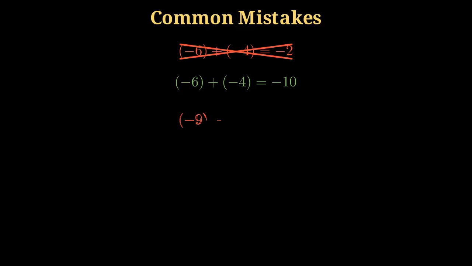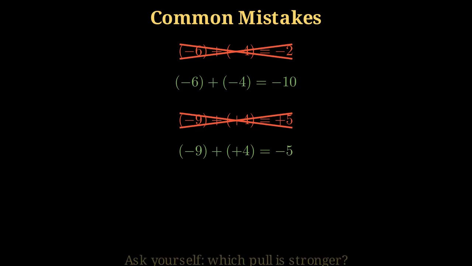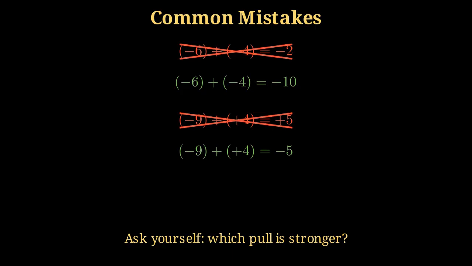Mistake number 2, negative 9 plus positive 4. Learners correctly subtract, 9 minus 4 is 5, but then forget the sign and write positive 5. Wrong again. The bigger size is 9, and 9 is negative, so the answer must be negative 5. Always ask, which pole is stronger? That sign wins. One question protects you from both mistakes. Are the signs the same or different? Decide that first before touching the numbers.